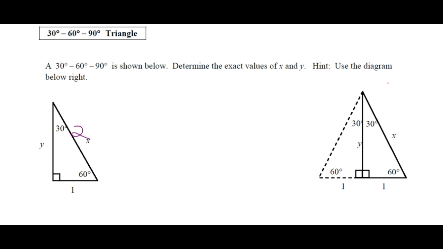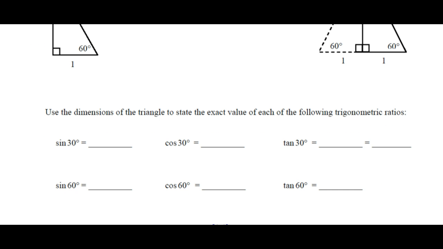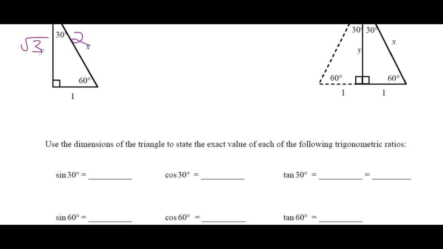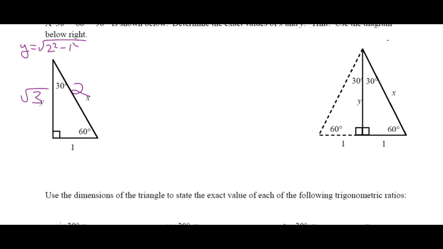Well, let's show it. So I want to get y. So it's going to be the square root of 2 squared minus 1 squared, right? 2 because that's the hypotenuse, so 2 squared minus 1 squared, which is root 3. So now we have a 30, 60, 90 triangle, right? That's going to allow us to do the sine, cos, and tan of 30, and the sine, cos, and tan of 60. So, use the dimensions of the triangle to state the exact value of each of the following trig ratios. So what's the sine of 30? So now you're looking here, there's 30.